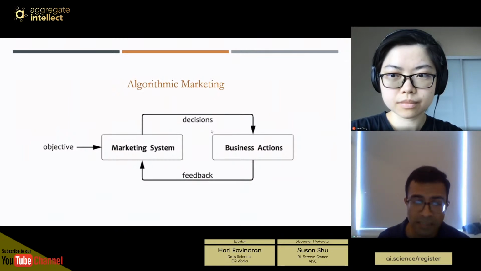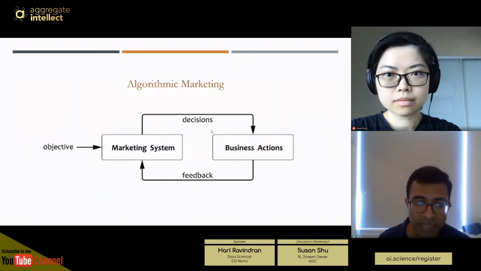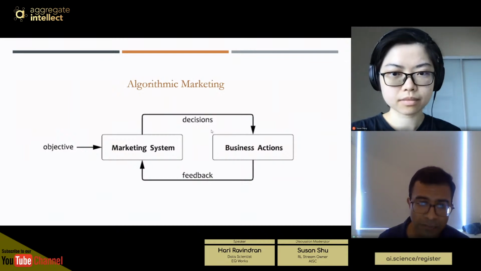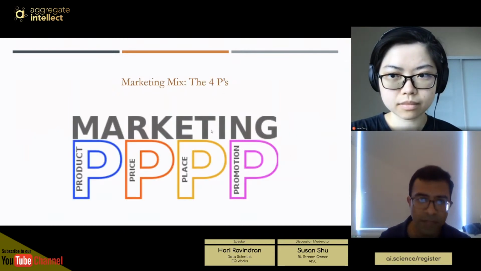So again, this is an abstraction. This is not necessarily how things will be. In my experience, a marketing system isn't some kind of unified entity. It's usually split across a variety of departments. But at the end of the day, thinking of it like this will help you in understanding when and where machine learning or any other techniques will fall into place.